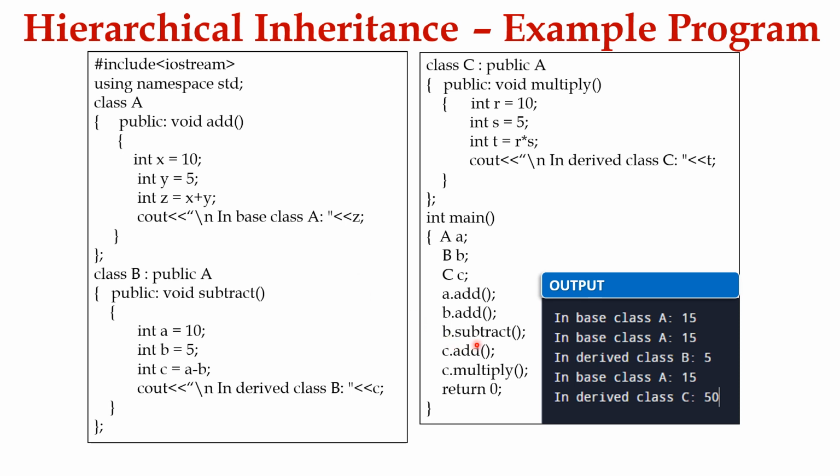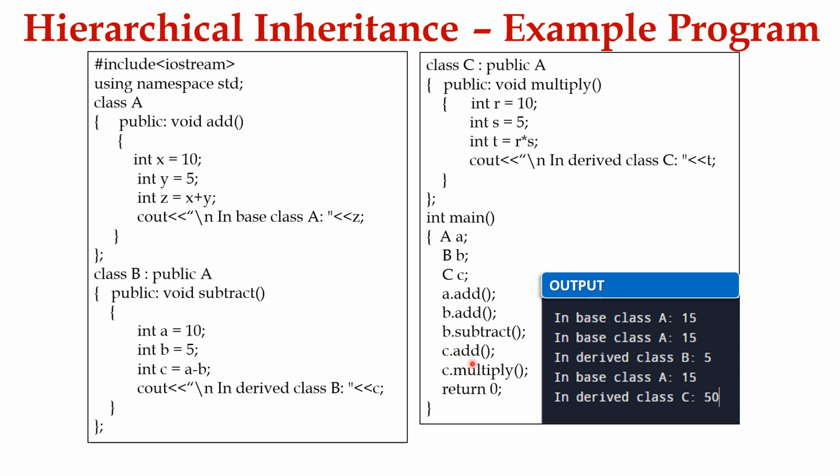So here we have b dot subtract(). Using the class B object small b, we are accessing the function subtract which is available in class B. Here we subtract the variables a minus b, that is 10 minus 5, and we store the value in c, that is 5 is stored in the variable c. Using the cout statement, we display the value of the variable c to the user, that is, in the derived class B, 10 minus 5, 5 is displayed to the user as shown in the output. After executing the subtract function, the control moves to the main function.